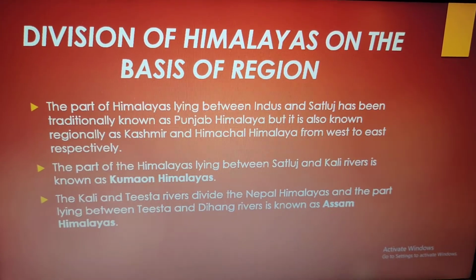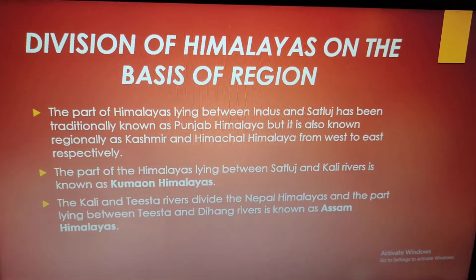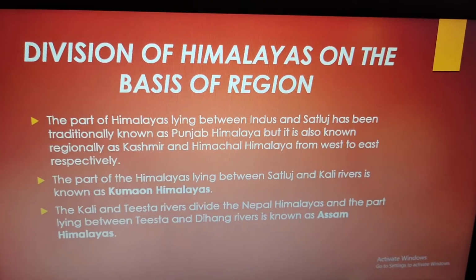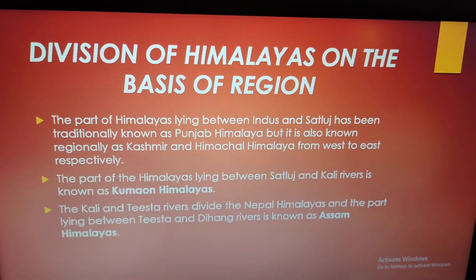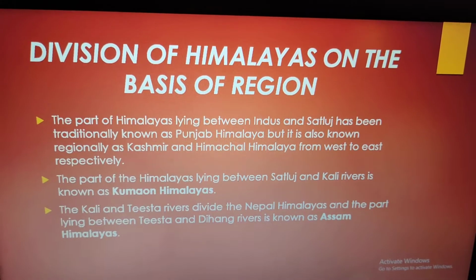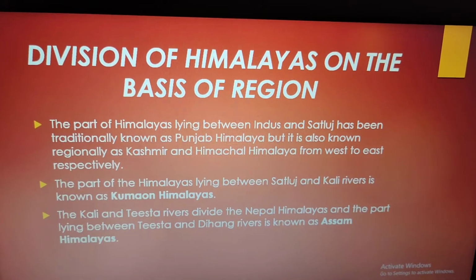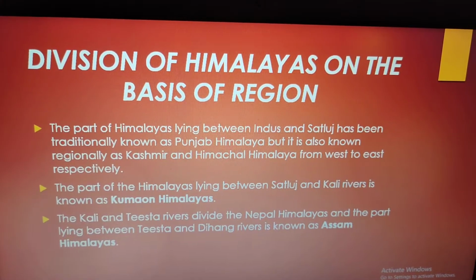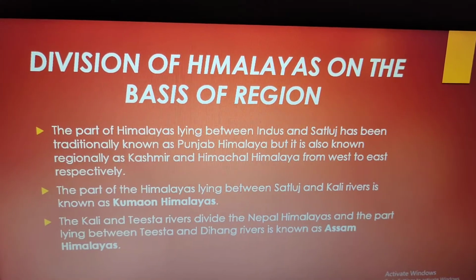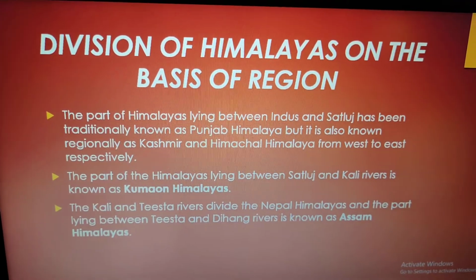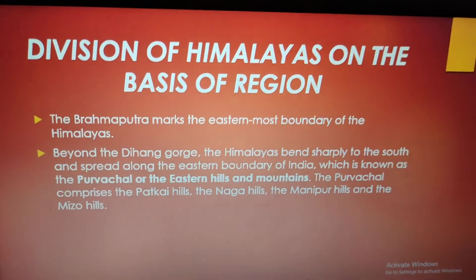The part of Himalayas lying between Indus and Satluj has been traditionally known as Punjab Himalaya, but it is also known as Kashmir and Himachal Himalaya from west to east respectively. The part lying between Satluj and Kali rivers is known as Kumaon Himalayas. The Kali and Teesta rivers divide Nepal Himalayas, and the part lying between Teesta and Dihang river is known as Assam Himalayas. The Brahmaputra marks the easternmost boundary of the Himalayas.